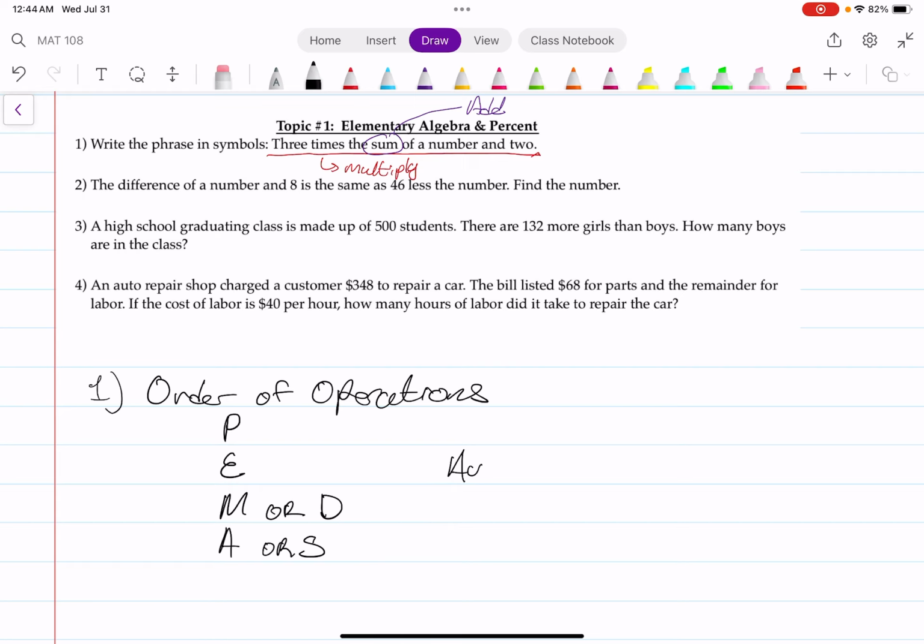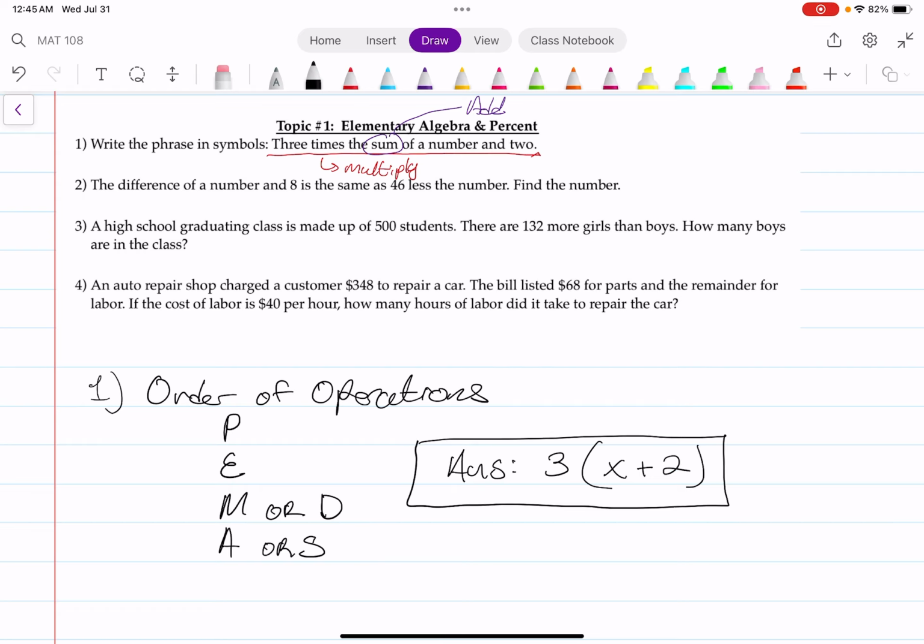Our answer, and I can't spell, so let's take that back, will be 3 times, in parentheses, I'm going to use x for the number, x plus 2. This is 3 times the sum of a number and 2. So that's the answer to the first question.